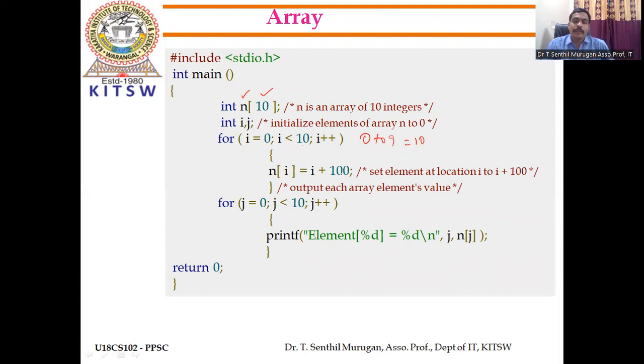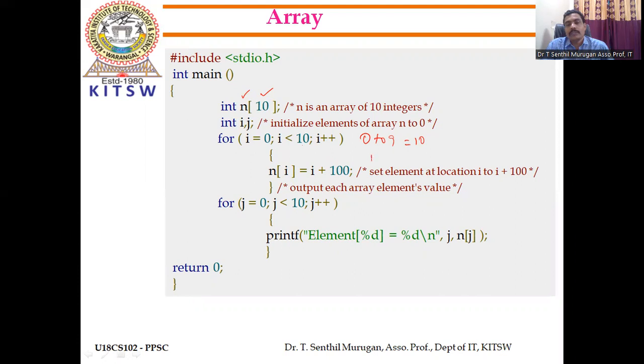So what happened? We add 100 to each I value. Okay. So here the first I value is 0, 0 plus 100 is 100. So n of 0 is 100, it will store 100. Then the I value is incremented by 1. So n of 1 equal to 1 plus 100, so 101 will be stored in n of I. So like that, up to what value will it take? 9. Okay, so I value 9. n of 9 equal to 9 plus 100. So 109 will be there.